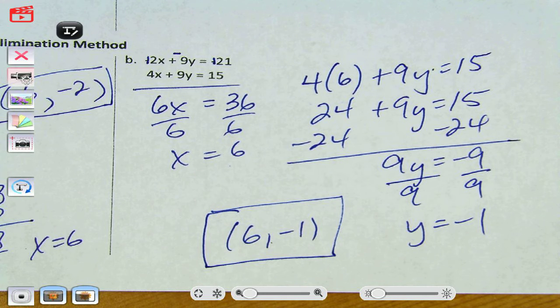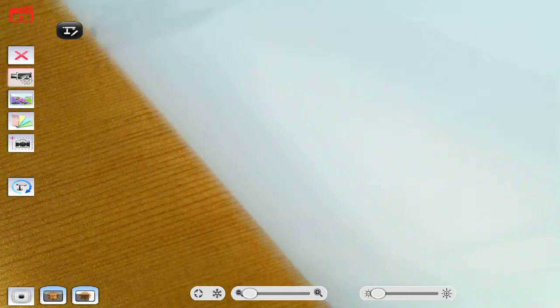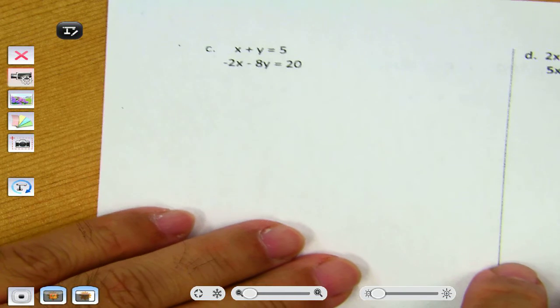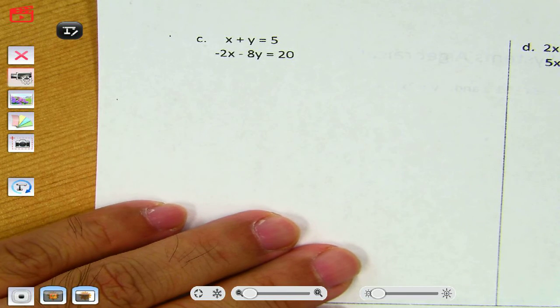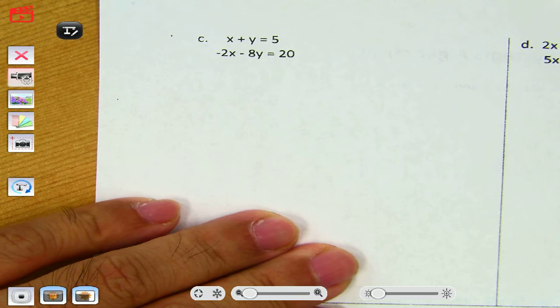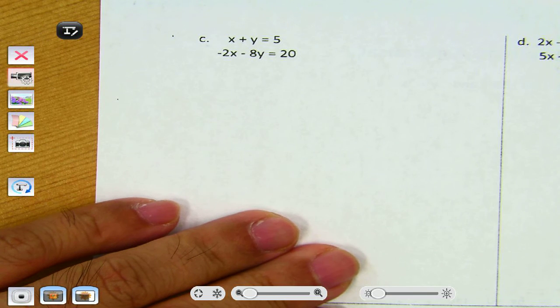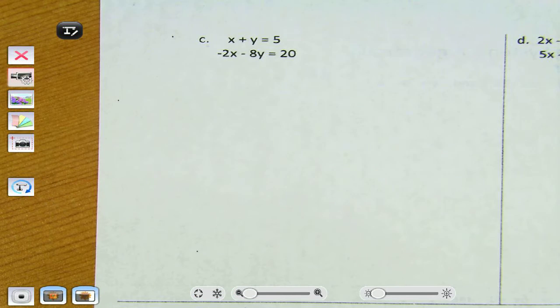You good? Alright, ready for example C? Okay, look at example C. Nothing cancels. Even if you subtract them, nothing cancels. So we're going to just choose a variable to get rid of. Pick one for me, x or y.